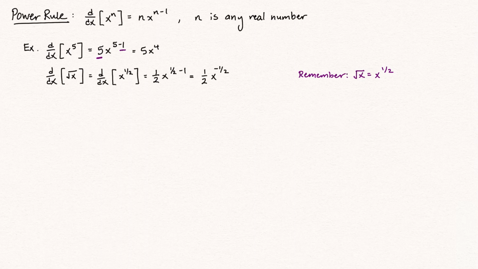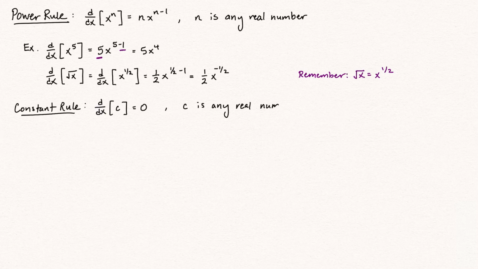Let's take a look at the other rules that I want to talk about today. The first one will be the constant rule. And the constant rule says the derivative with respect to x of c is equal to 0, where c is any real number. Right, and I think it's pretty straightforward why this one's called the constant rule, because we're taking derivatives of constants.